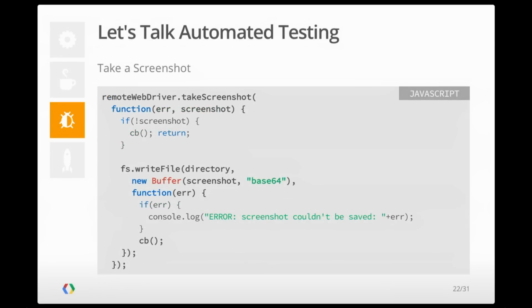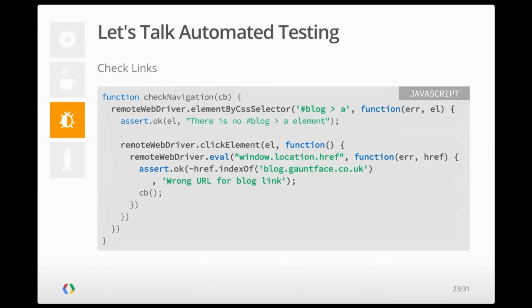So if we look at taking a screenshot, the code is surprisingly simple. You literally just say, take a screenshot. You get a callback with a base64 encoded image. And then here I'm just using the file system API to save it. And then checking navigation, here I'm just saying, find the link inside an element with the ID blog, click that element, and then afterwards check what the actual URL of that current page is, and make sure that it's what I'm expecting.